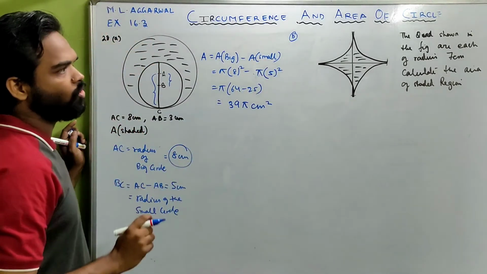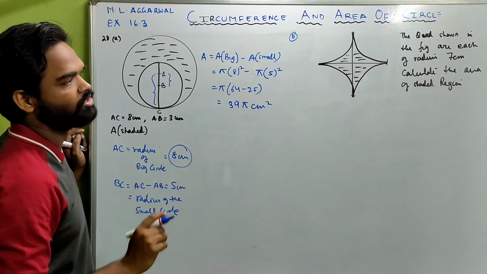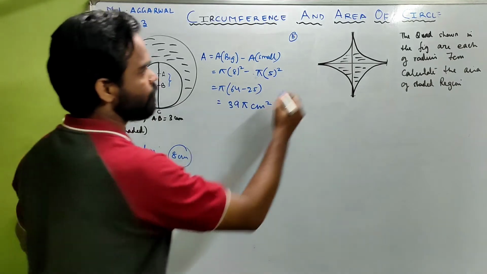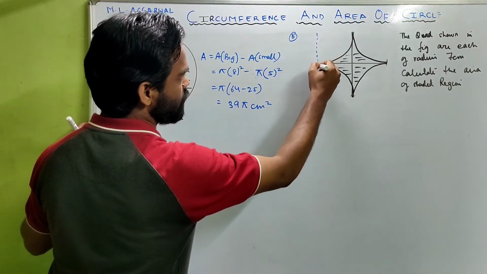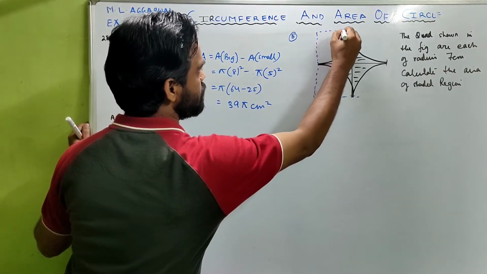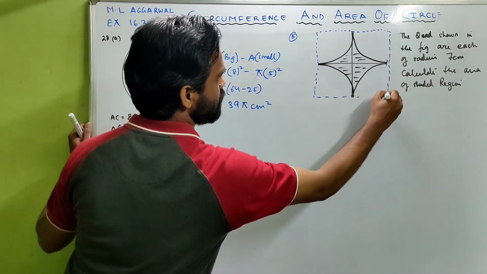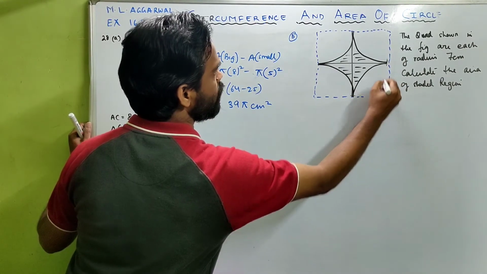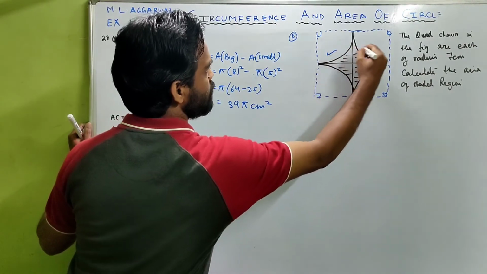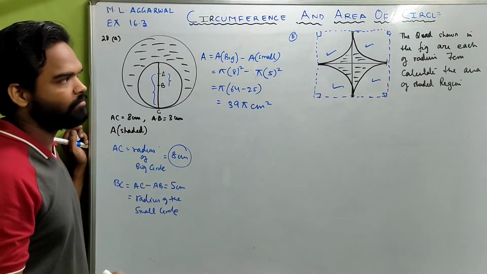Now look at part B. The quadrants shown in the figure are each of radius 7 centimeter. Calculate the area of the shaded region. Now you'll ask me, where's the quadrant? Just look over here. If you just draw imaginary dotted line, see. Now I hope you can see 4 quadrants, isn't it? 1, 2, 3, 4. Each of radius 7 centimeter.